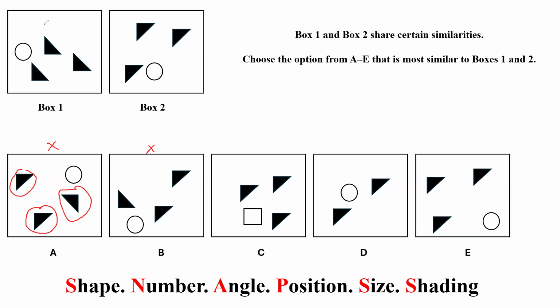So, box one has three triangles, and box two has three triangles. That's similar about them. So, we're looking for an answer that has three triangles. So, D doesn't have three triangles. It can't be D. Now we're left with C and E. And there's something glaringly obvious about C and E. We should know what the answer is now.